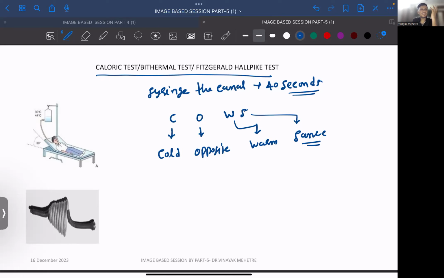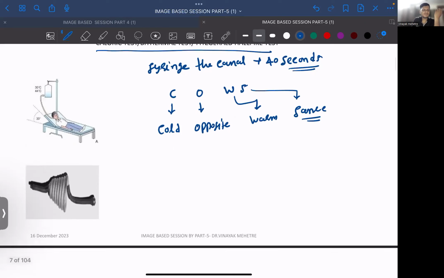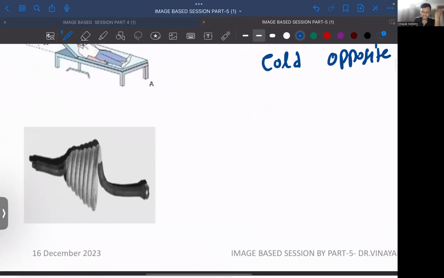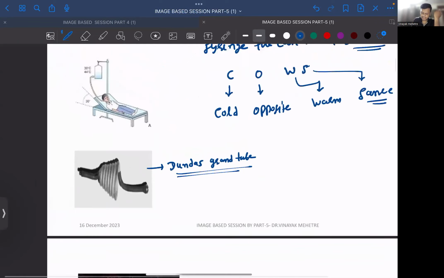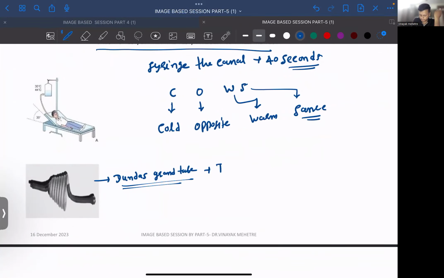air. We will give air, not water, by using this one. The name of this instrument is Dundas Grant tube. This is called the Dundas Grant tube, used in caloric test for what? For tympanic membrane perforation. Right? If the tympanic membrane is perforated, we will use the Dundas Grant tube to do caloric test.